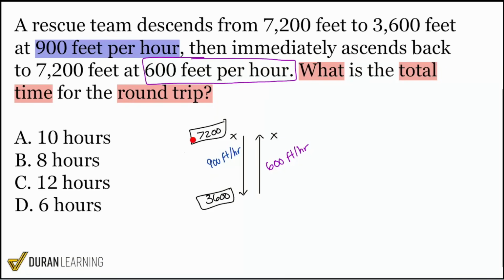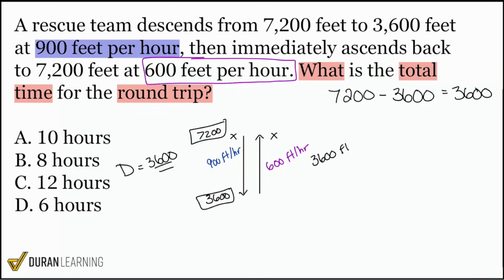Everyone, if I subtracted 7,200 minus 3,600, what will that give us? Yeah, that's going to be 3,600. It's actually exactly half. So 7,200 minus 3,600 gives us a distance of 3,600. That's going down and on the way up. So again, how does this help us? Now I can do what I set out to do. I'm going to find the time to go down or descend, and then I'll find the time going up using my distance, rate, time formula.